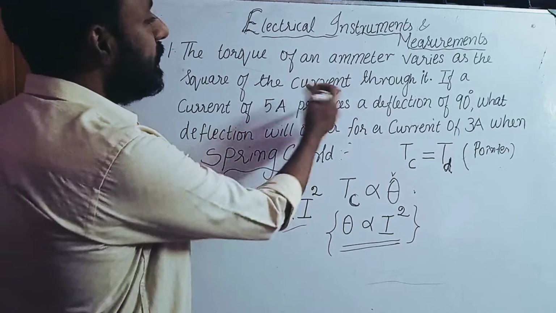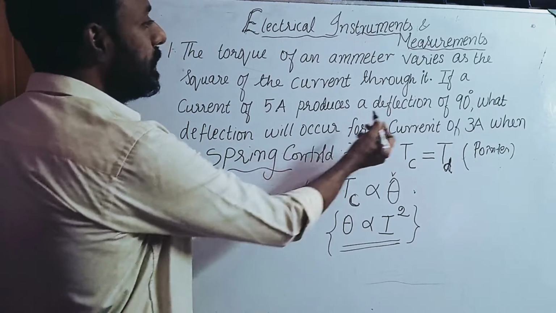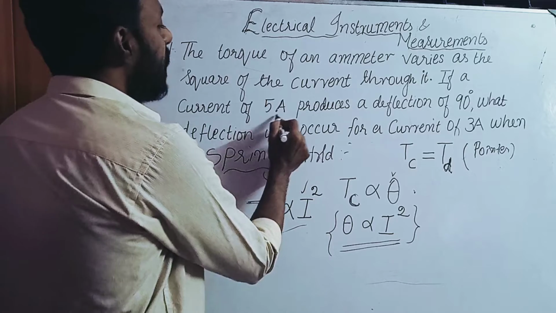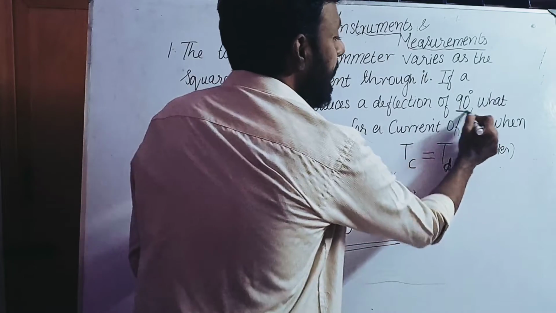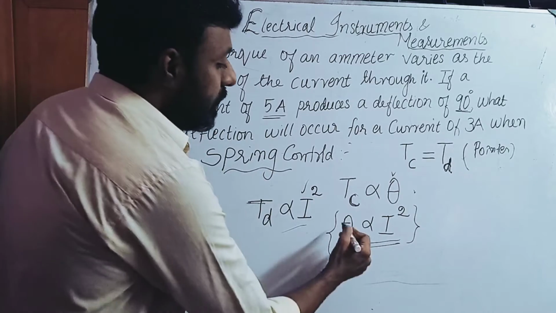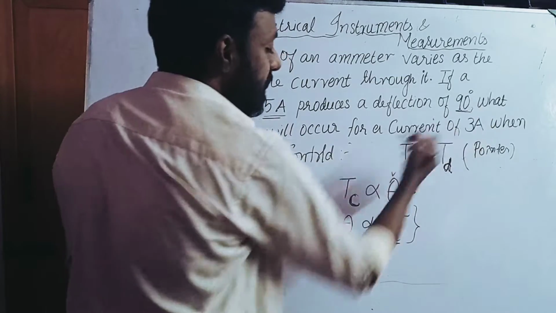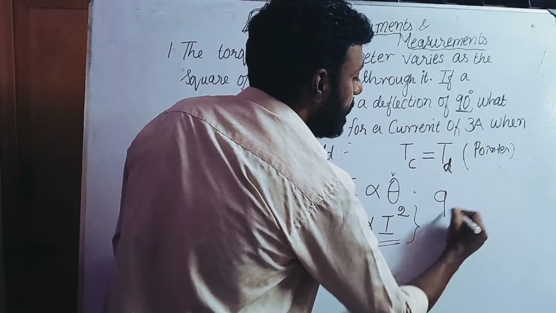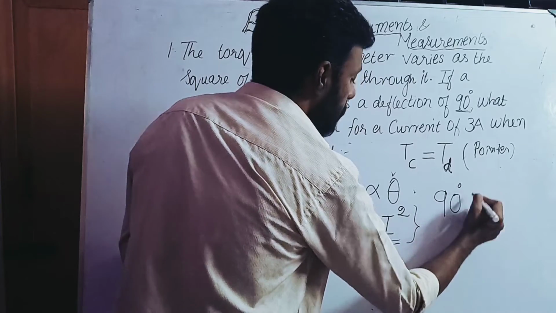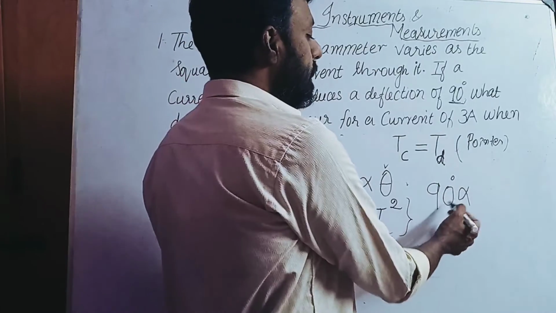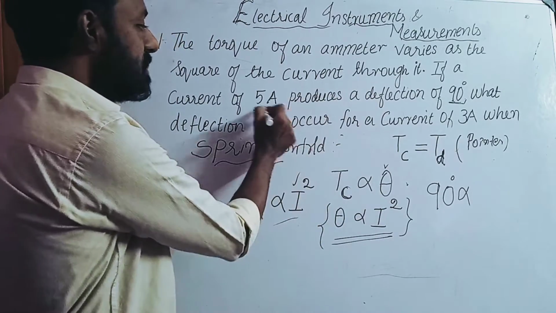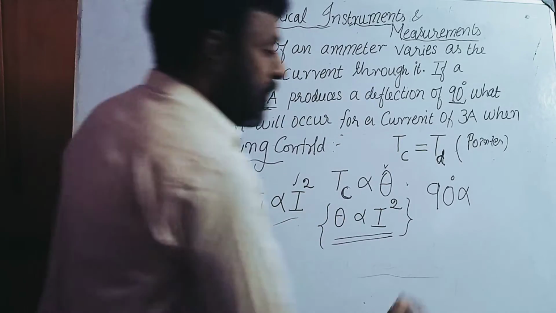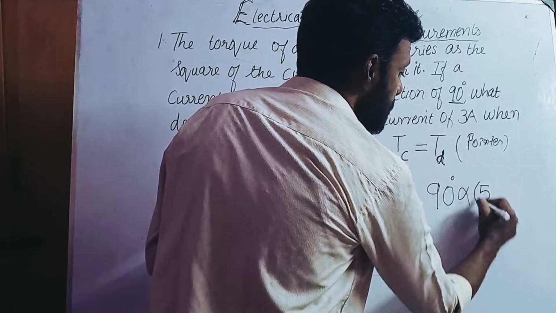So here, what is theta? A 5 ampere current produces a deflection of 90 degrees. So 90 degrees is theta. 90 degrees is directly proportional to I squared, and I squared is 5 squared.